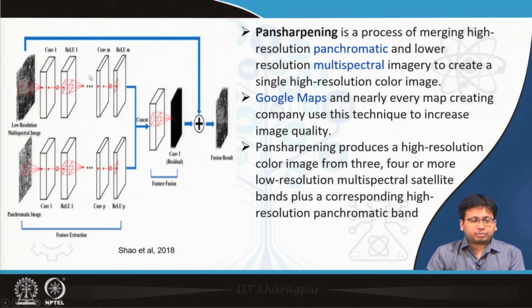So the main innovation in this particular architecture is this kind of skip connection, which was not there in the previous model. So this is basically what is happening in this case. We can say it is pan sharpening. That means it's a process of merging a high resolution panchromatic with a low resolution imagery to create a single high resolution color image. And this kind of technique is used in Google Maps and various other map creating applications.